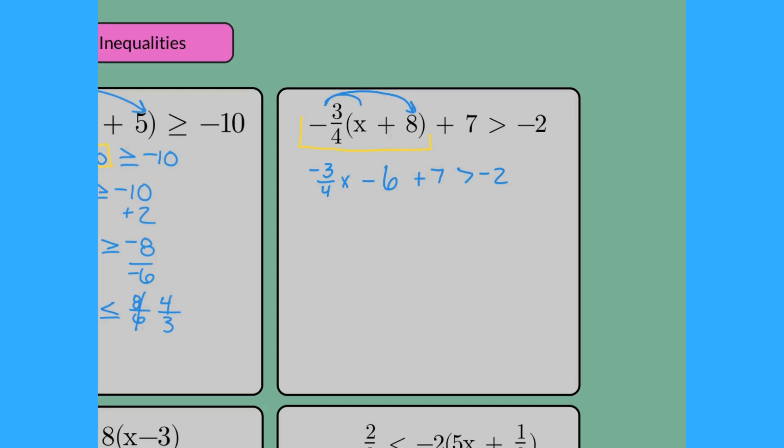And just like the last couple problems, I've got some like terms here that I can combine. Because they're on the same side, I'm just going to leave them just as they are and combine those like terms. So I'm going to leave that negative 3/4 x alone. Negative 6 plus 7 is a positive 1.